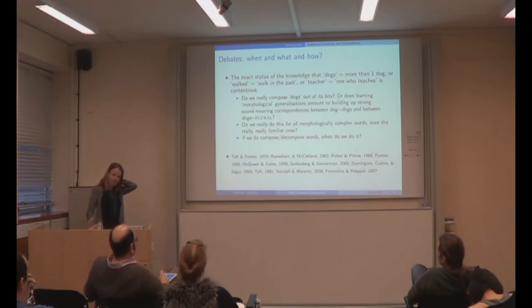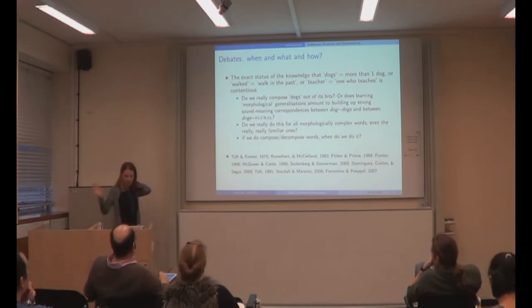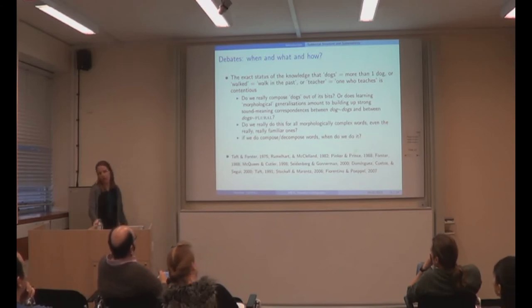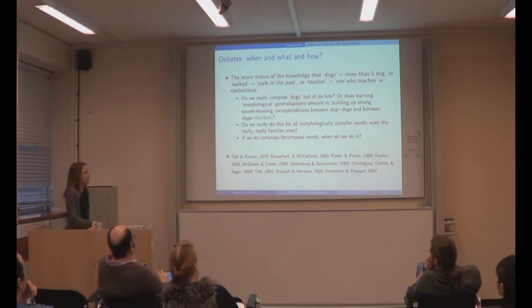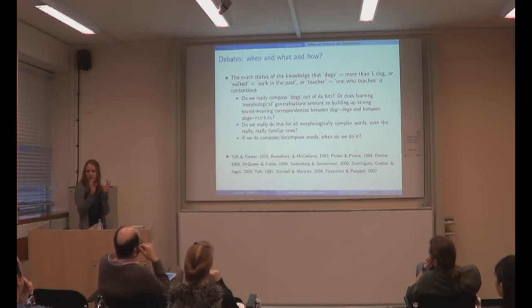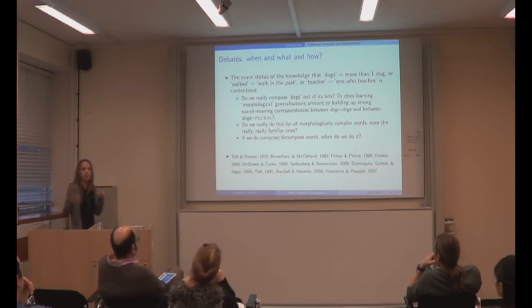However, there's been a very, very long-standing and continuing debate about what we really know when we know this kind of stuff, right? So what's the real status of the knowledge that dogs equals more than one dog, or wugs equals more than one wug, or that walked equals walk in the past, whatever that exactly means, or a teacher, one who teaches, right? So what's the real status of the relationship between this sort of structural analysis? There's two pieces in some sense, and each of them is contributing systematically to the meaning. What's the nature of the relationship between those kind of systematicities and the knowledge that teacher means teacher, we can use it in that way.